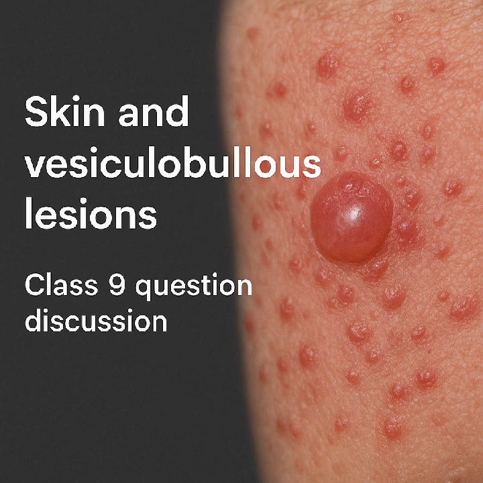Okay, the next class is about skin and vesiculobullous lesions. First question: a flat circumscribed discoloration of the skin or mucosa that may vary in size and shape is referred to as macule. So it is a flat circumscribed discoloration only. It may be of the skin or mucosa. It can vary in size and shape, and that is called a macule.